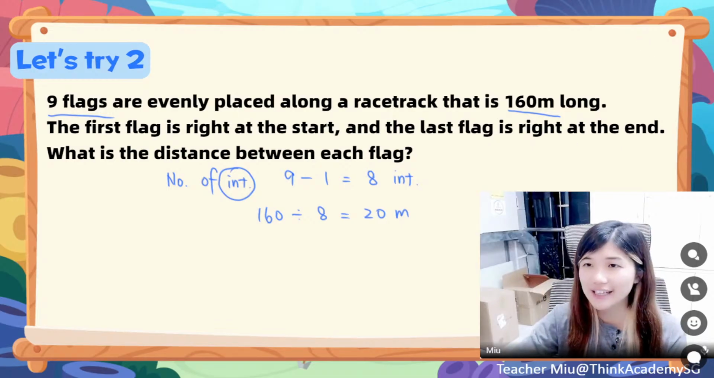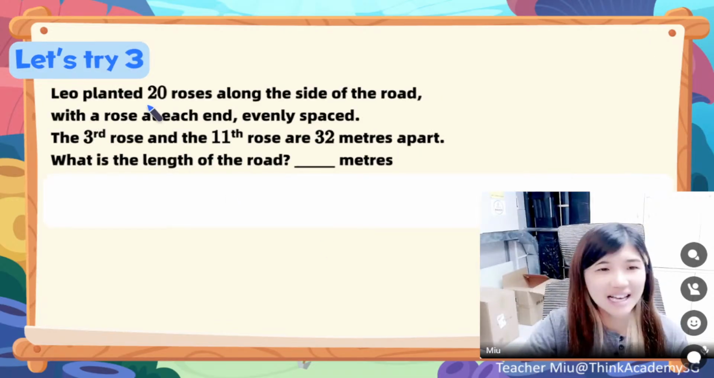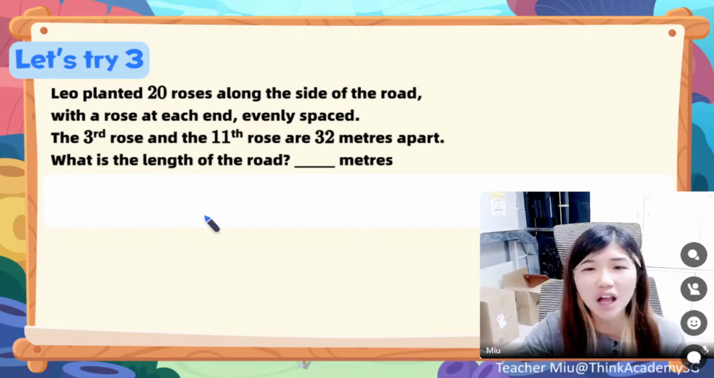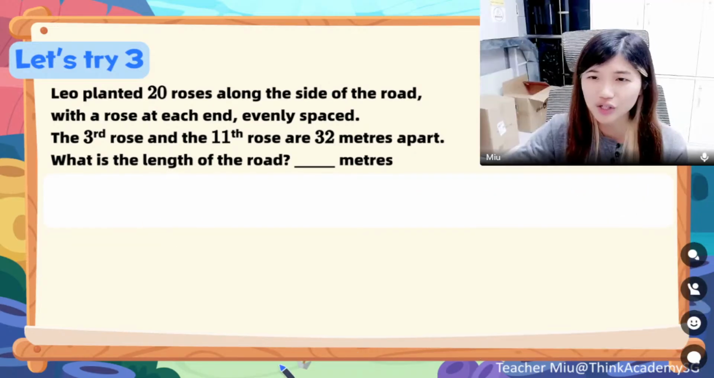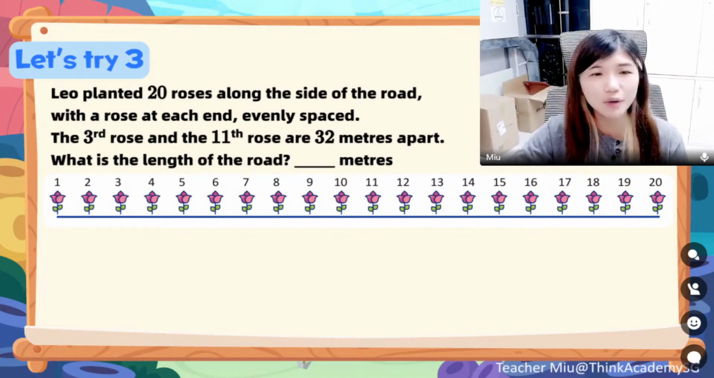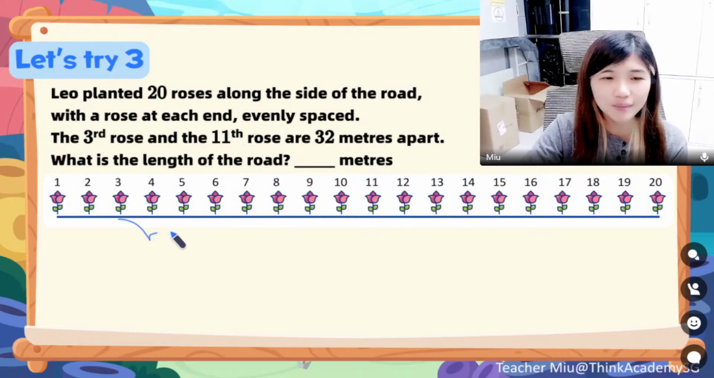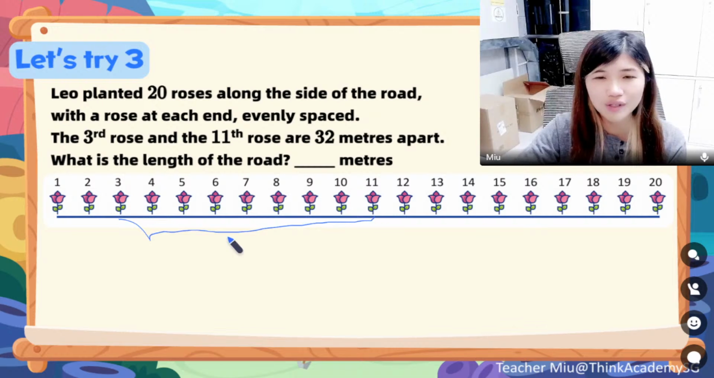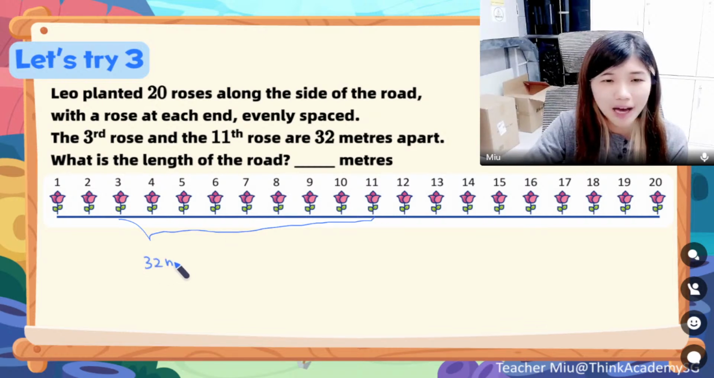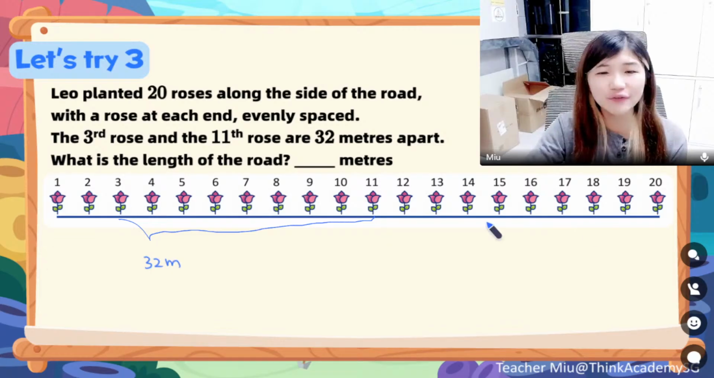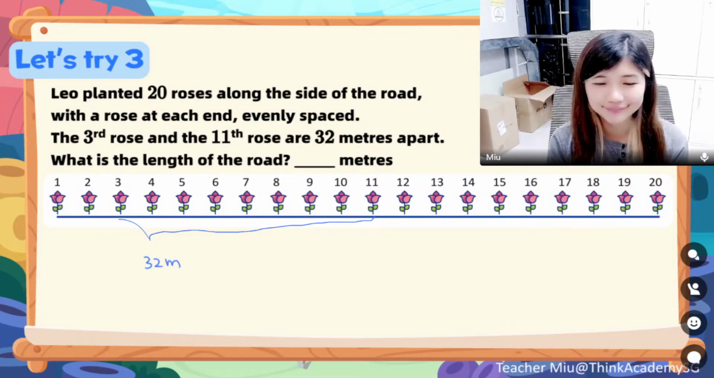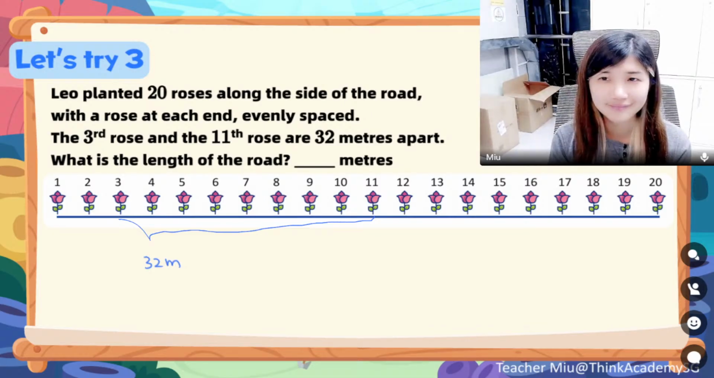It's like this. It says Leo planted 20 roses along the side of the row. Let me just show you Leo. This is Leo planting the flowers, evenly spaced. The third rose and the 11th rose are 32 meters apart. That means starting from the third rose all the way to the 11th rose, it is 32 meters apart. What is the length of the row? Any idea? Let's try.